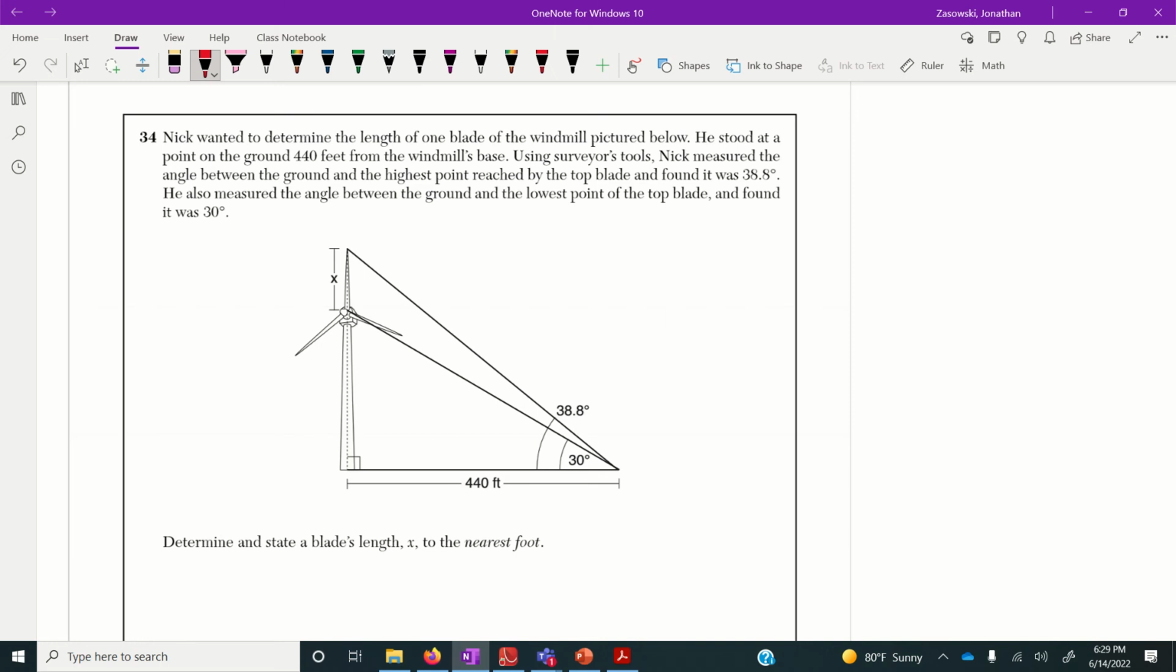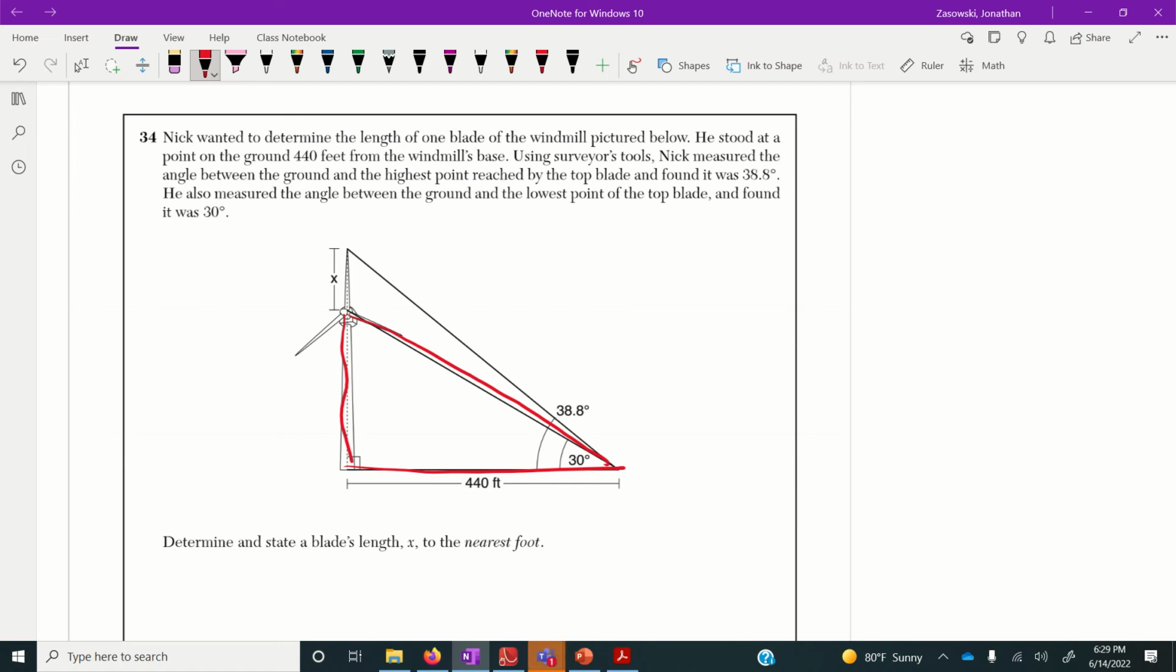Use SOH CAH TOA with a 30-degree angle to find the opposite side to 30. Mm-hmm. And then once you have that, you can use the Pythagorean Theorem on the other side, and then you can use that for the other triangle. Okay, good. So good, Yassine. So that's one option, right?